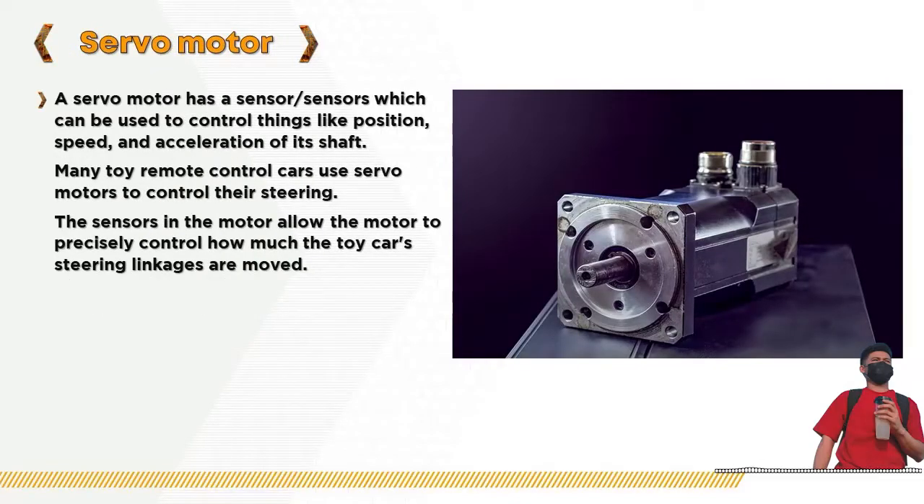And the last example is the servo motor. The servo motor has a sensor or sensors which can be used to control things like position, speed, and acceleration of its shaft. Many toy remote control cars use servo motors to control their steering. The sensors in the motor allow the motor to precisely control how much the toy car's steering linkage is moved.